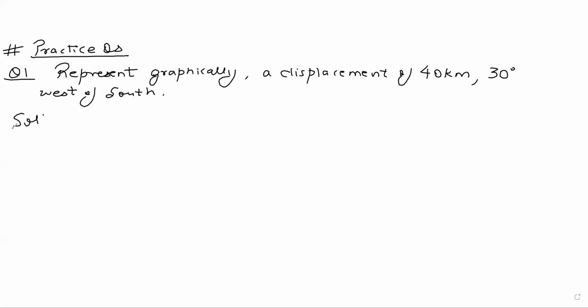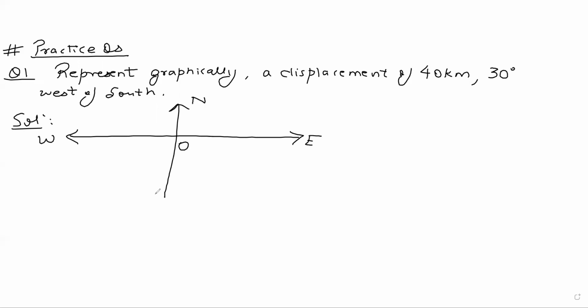Okay, so we represent this by using a vector. This is the origin, this is my west direction, this is my east direction, this is my north direction, this is my south direction. So displacement of 40 kilometers means from the origin 40 kilometers, 30 degrees should be the angle made with the axis, and west of south, that means southwest. So I can draw a vector in red. You can see this is my vector OP.